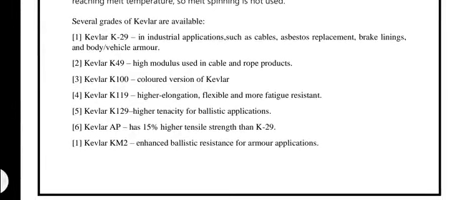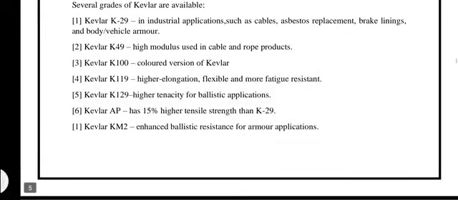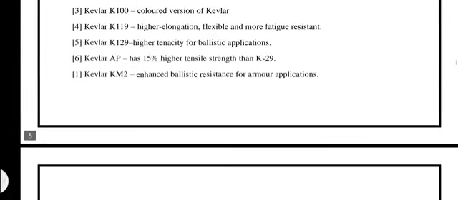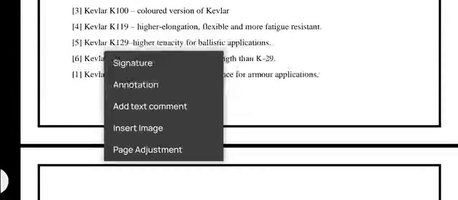Several grades of Kevlar are available. The first one is Kevlar K29. It is used in industrial applications such as cables, asbestos replacement, brake lining, and body armor. The second one is Kevlar K49. It is high modulus, used in cable and rope products. The third one is Kevlar K100. It is a colored version of Kevlar. The fourth one is Kevlar K119. It has higher elongation, is flexible, and more fatigue resistant. The fifth one is Kevlar K129. It has higher tenacity for ballistic application.